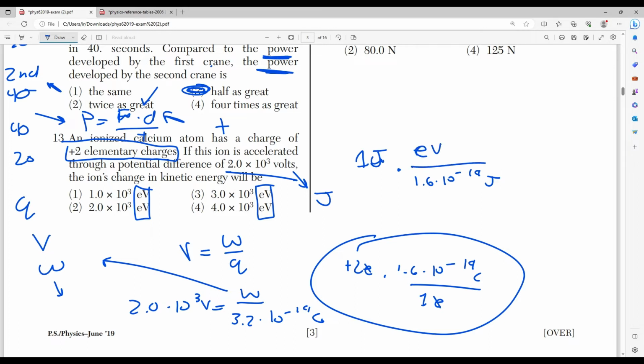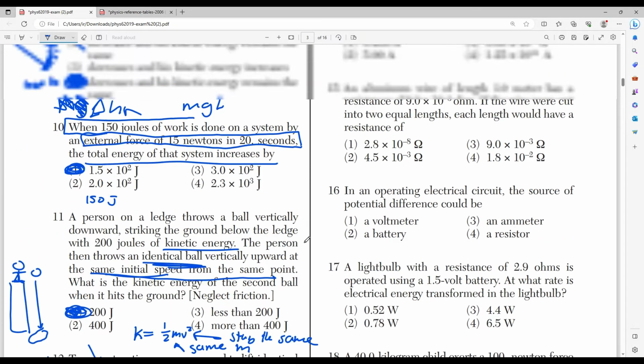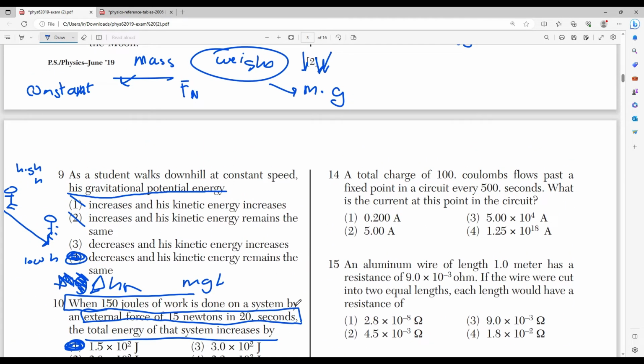So all I'm doing, and this is the biggest summary, I'm using the equation V equals W over Q. Next, I'm converting my Q, my +2 elementary charges, into coulombs, which I'm doing right here. Then I'm plugging in that value for Q, and all my other values. So I get 2.0 times 10 to the power of 3, which is my voltage, is equal to W over my coulomb charge. Then I'm multiplying both sides and solving for W. When I get my W value, I'm multiplying it by this factor to get electron volts, and that's it. And if you do all of that, you're going to get 4,000 electron volts.